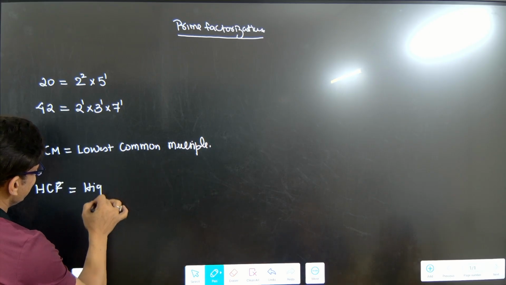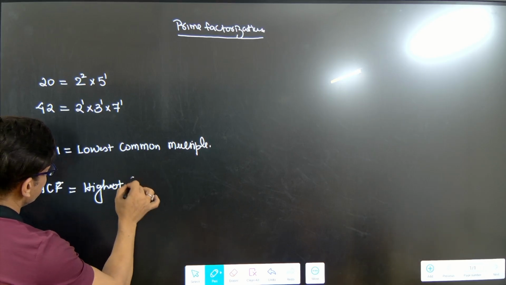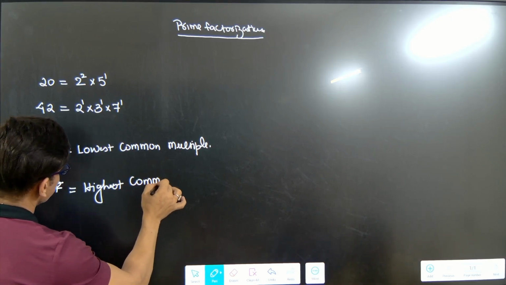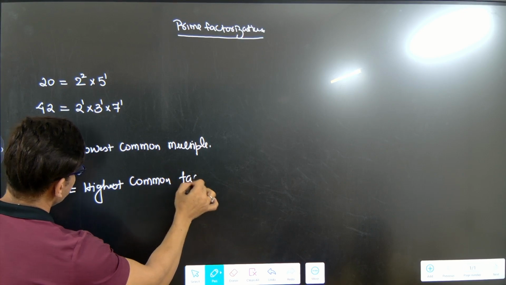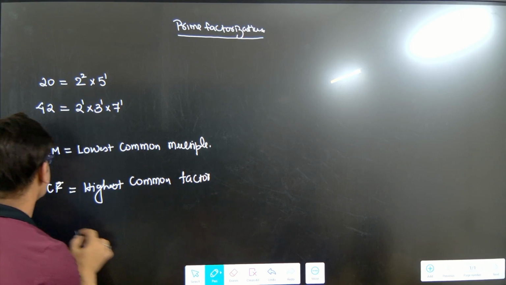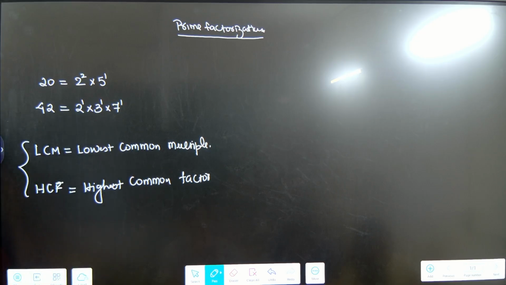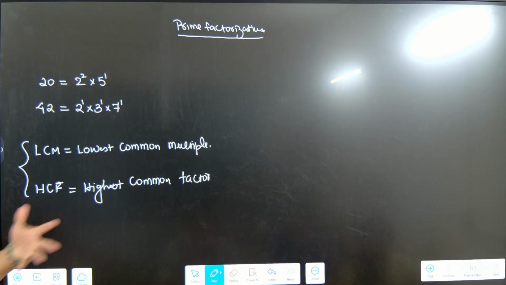Okay, this is called highest common factor, and LCM is the lowest common multiple. So LCM has something to do with multiples, writing multiples. And when we say HCF, it's called highest common factor, something to do with factors. So that is exactly what LCM and HCF are.